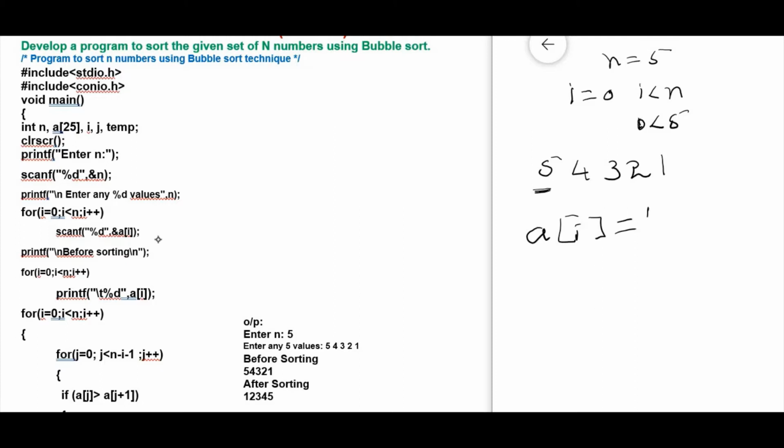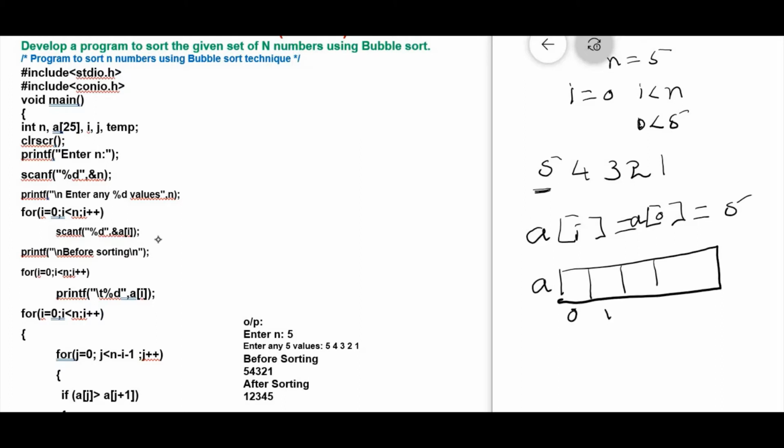What is A of i? A of i is nothing but A of 0. So now it will be equal to 5. So in my array, if you see here, this location is 0th location, first location, second location, third and fourth. Right, there are 5 values. So the first element will be stored at A of 0.